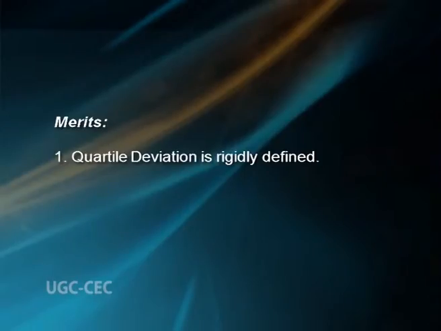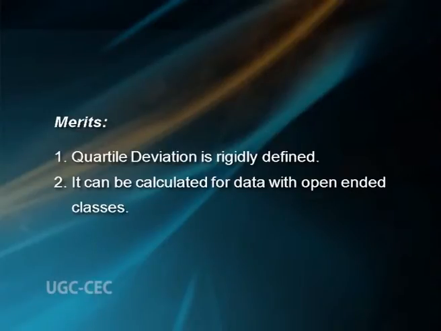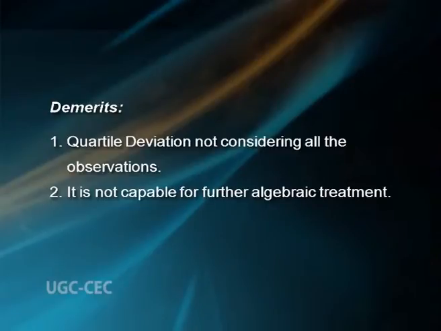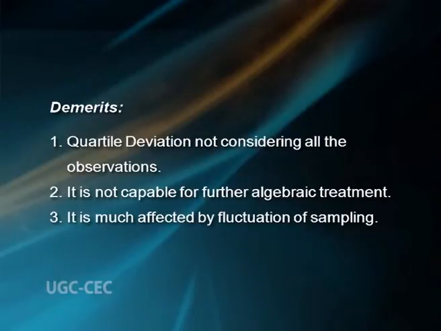Merits and demerits of quartile deviation. Merits: 1. Quartile deviation is rigidly defined. 2. It can be calculated for data with open-ended classes. Demerits: 1. Quartile deviation is not considering all the observations. 2. It is not capable of further algebraic treatment. 3. It is much affected by fluctuation of sampling.